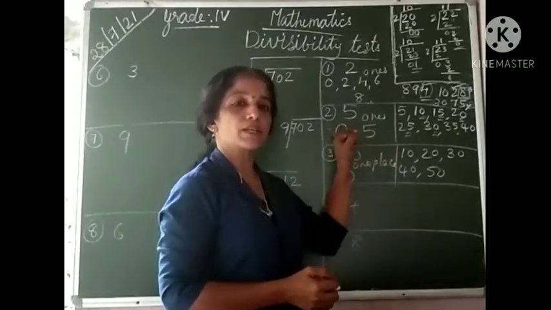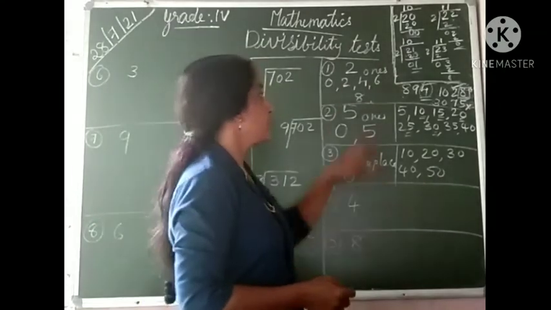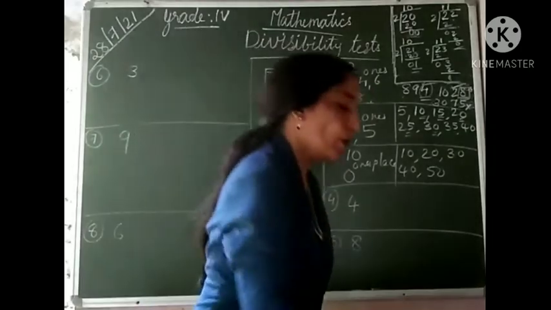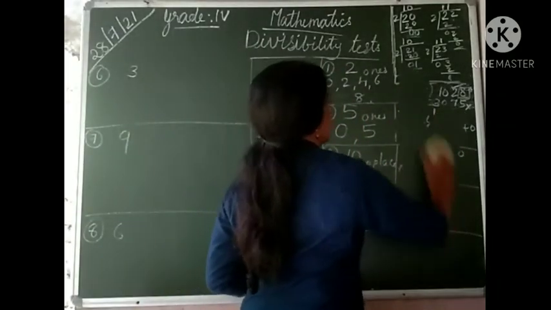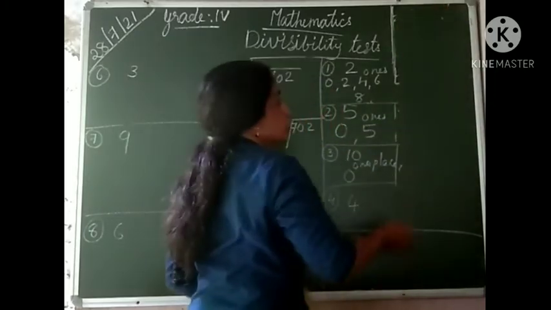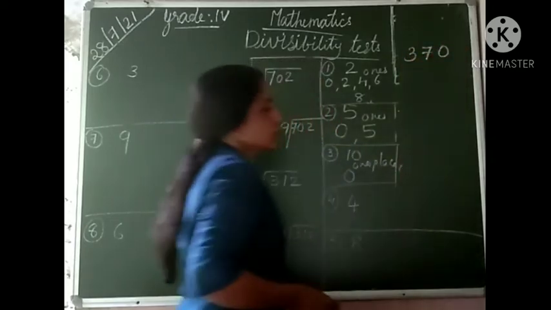If the ones place number is 0 or 5, we can say that number is divisible by 5. If the ones place number is 0, 2, 4, 6 or 8, we can say that number is divisible by which number? 2. Then I will give you one question. We can say that number is divisible by 2, 5 and 10. 370.